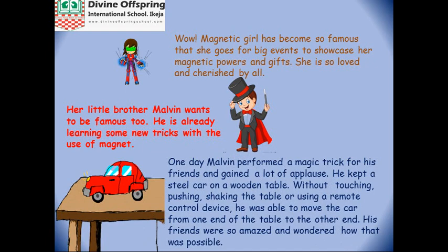One day, Malvin performed a magic trick for his friends and gained a lot of applause. He kept a steel car on a wooden table. Without touching, pushing, shaking the table, or using a remote control device, he was able to move the car from one end of the table to the other end. His friends were so amazed and wondered how that was possible.